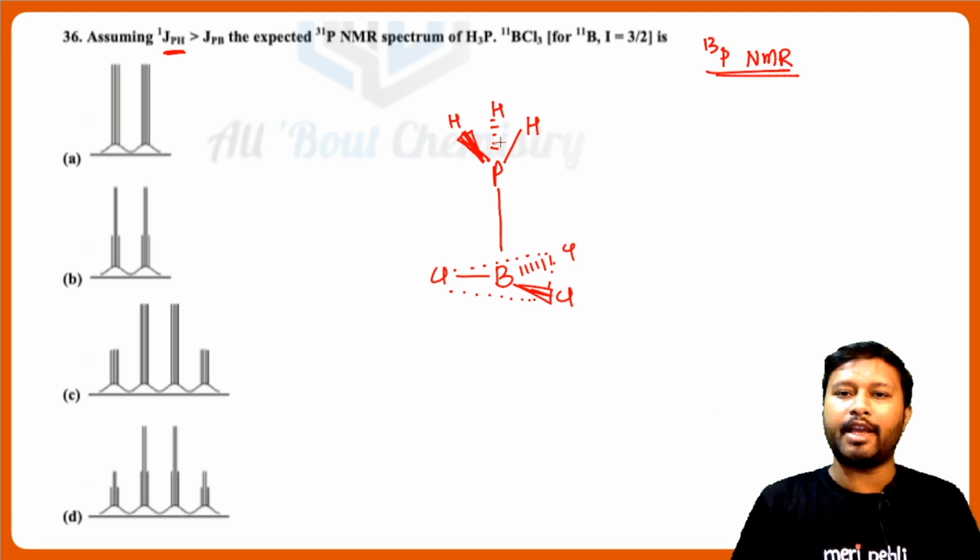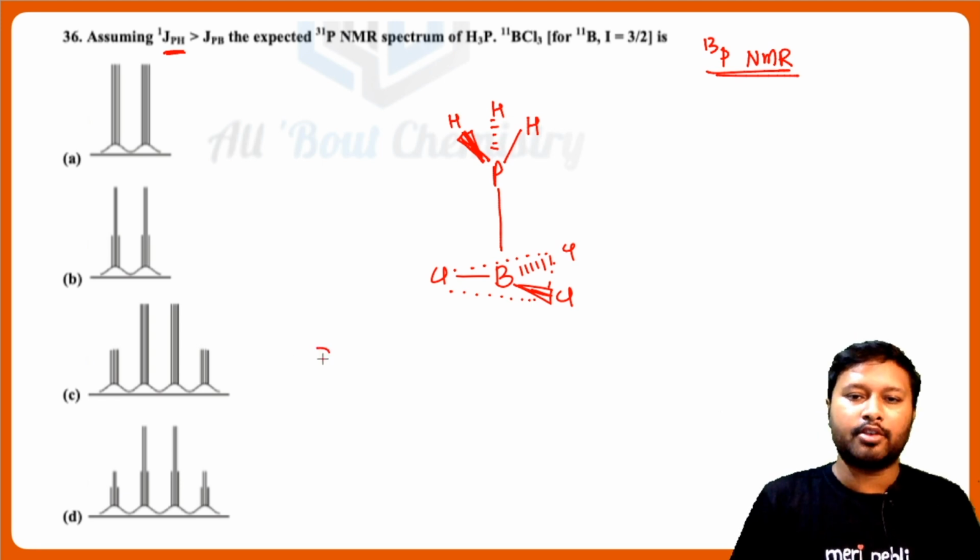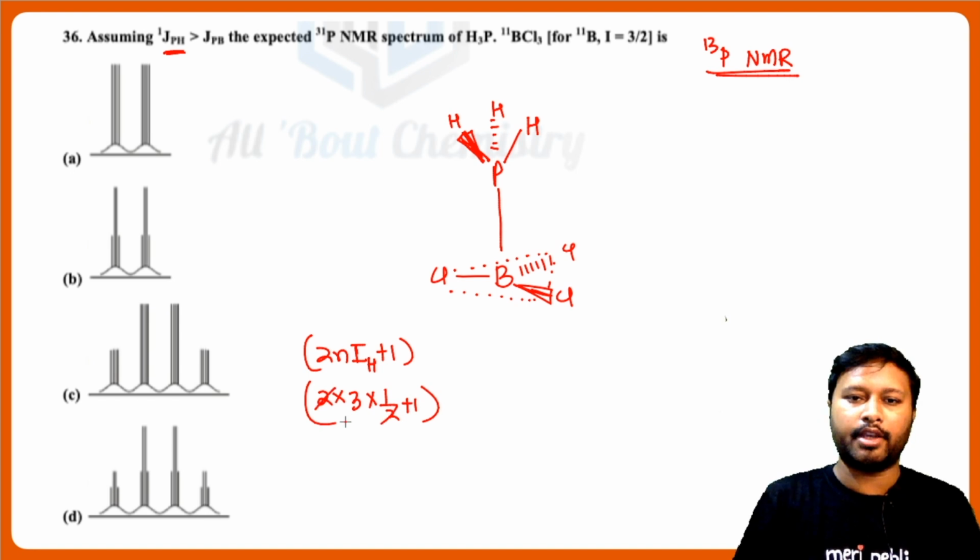Now, in how many lines are they causing splitting? So let's do that. We will have 2nI plus 1, that's the formula to do it, and I am doing it for hydrogen. How many hydrogens are there? 3 of them. So 2 into 3 into half, plus 1. If you solve this, you will get 4 lines.